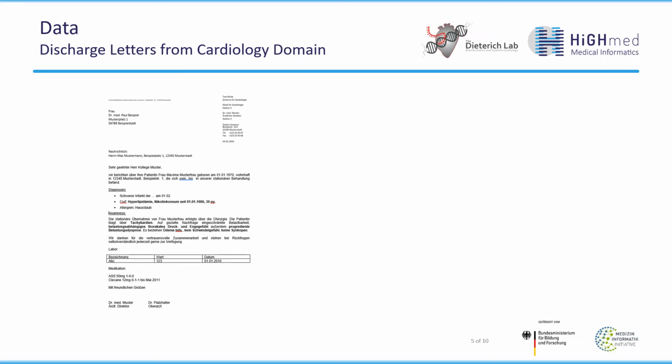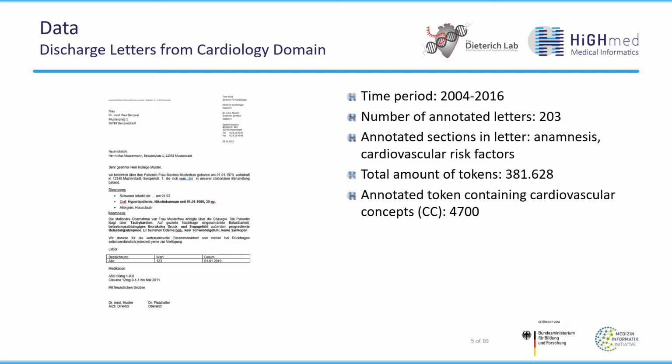Let us have a closer look at the data we've been using. Here you can see a dummy discharge letter from our department representing the semi-structure of these MS Word documents. So, for example, they contain sections like diagnosis or anamnesis. We extracted a set of 203 German discharge letters from our main corpus, covering a time period from 2004 to 2016. Cardiologists manually annotated the anamnesis and risk factor sections with a set of 12 cardiovascular concepts. In total, 4,700 words of approximately 380,000 words contain cardiovascular concepts.